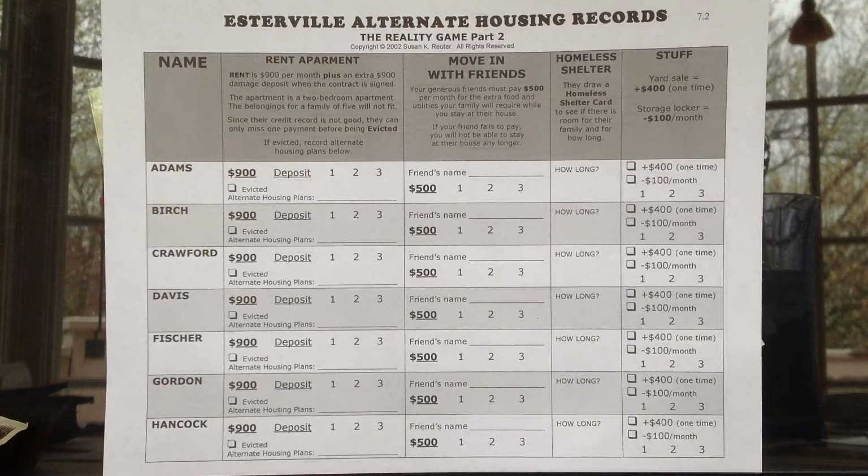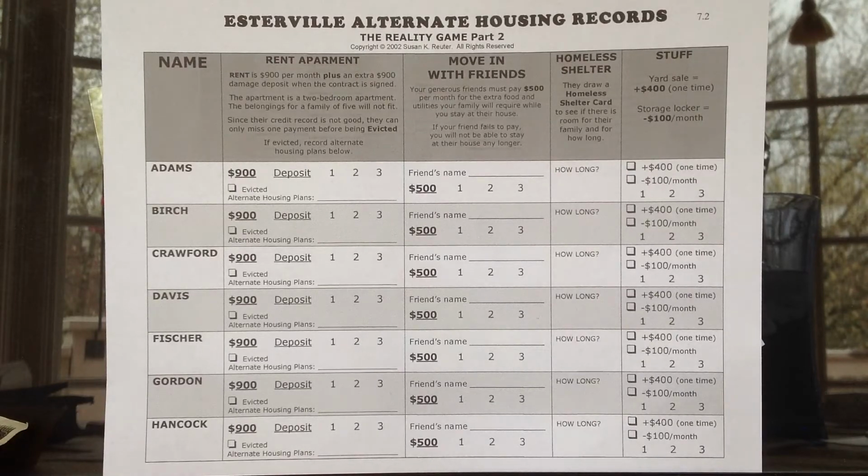Now, the friend must come back each month to pay, and if they don't, then the family will not be able to stay with them any longer, and they must find alternate housing again. Okay, so the only other option left at that point is the homeless shelter, unless they plan to live on the streets, which we find unacceptable within the game.